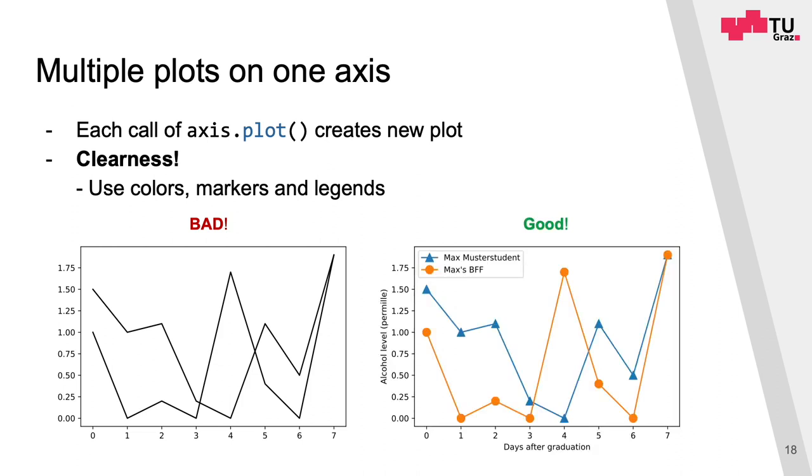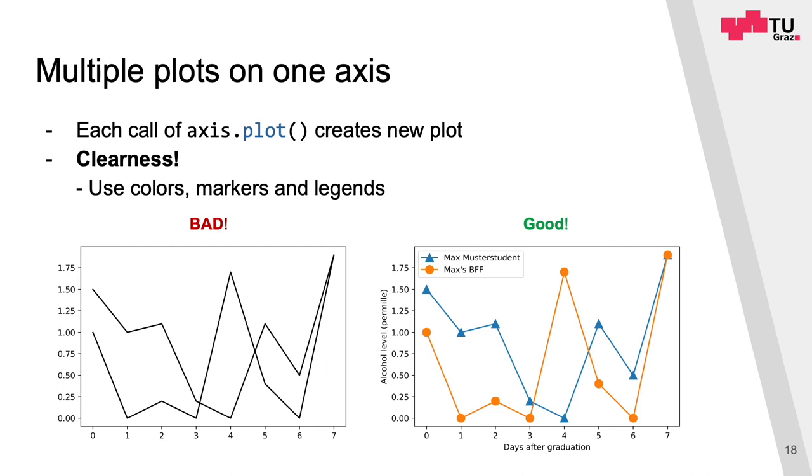So a better way would be the right plot. As you can see here, you have axis labels. On the y-axis, this plot shows the alcohol level in per mil, and the x-axis shows the days after your graduation. We also have a legend at the left side on the top, describing what each of the lines represents.